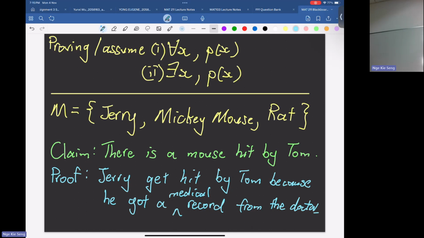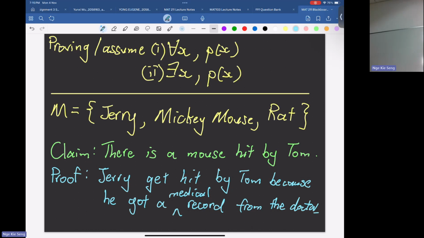Okay. Let's say if Jerry does not get hit, can you still prove this claim or not? How can you prove this claim? Maybe Mickey Mouse gets hit. Okay, you prove that Mickey Mouse gets hit. Why? How do you prove it? Because he said so. And I saw Tom hit Mickey Mouse.